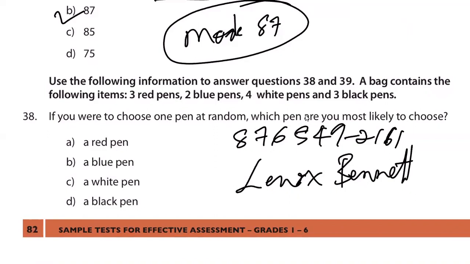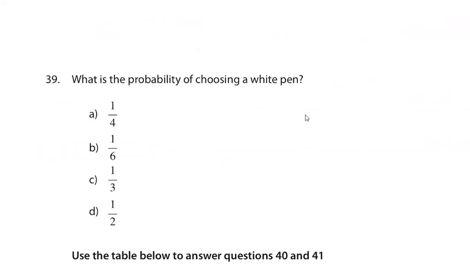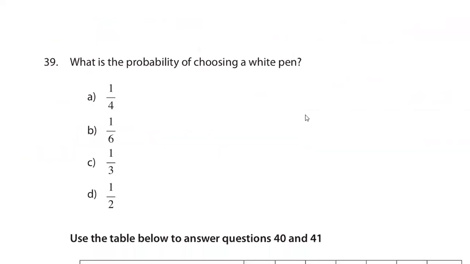Alright, so it's the one with the largest number, which is 4. So I would say white, because they have more options. Probability of drawing one of them, and it makes sense. What is the probability of choosing a white pen? So then come back to the answer again.